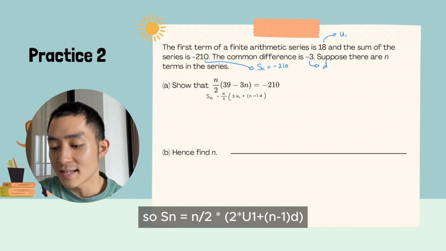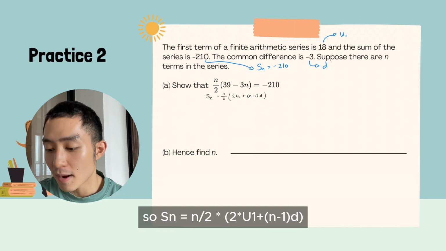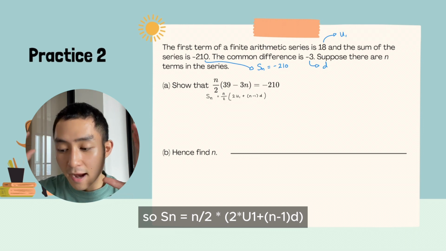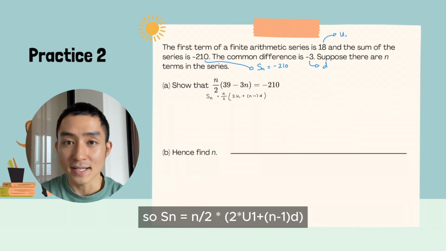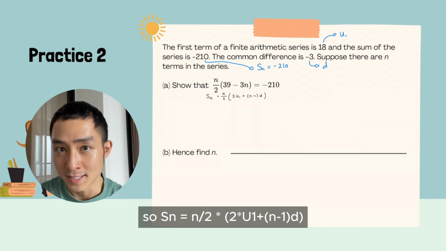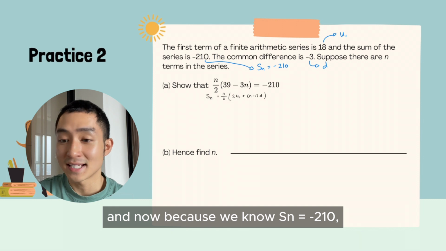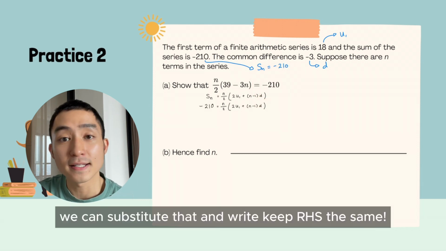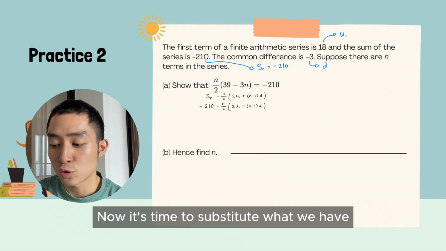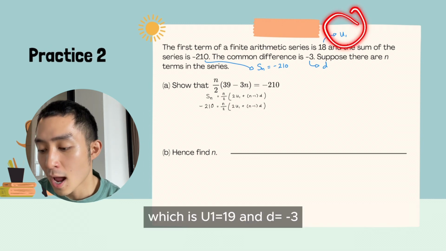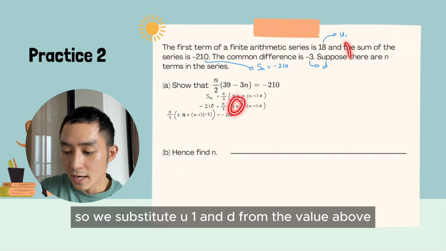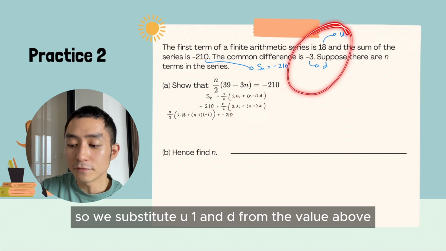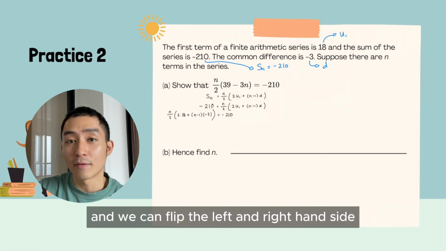So Sn is equal to n divided by 2, and then everything inside, 2u1 plus bracket n minus 1 multiplied by d. And now, because we know Sn is minus 210, we can substitute that and write everything the same. Now it's time to substitute what we have, which is u1 and d. So we substitute u1 and d from the value above, and we can flip the left and right hand side.